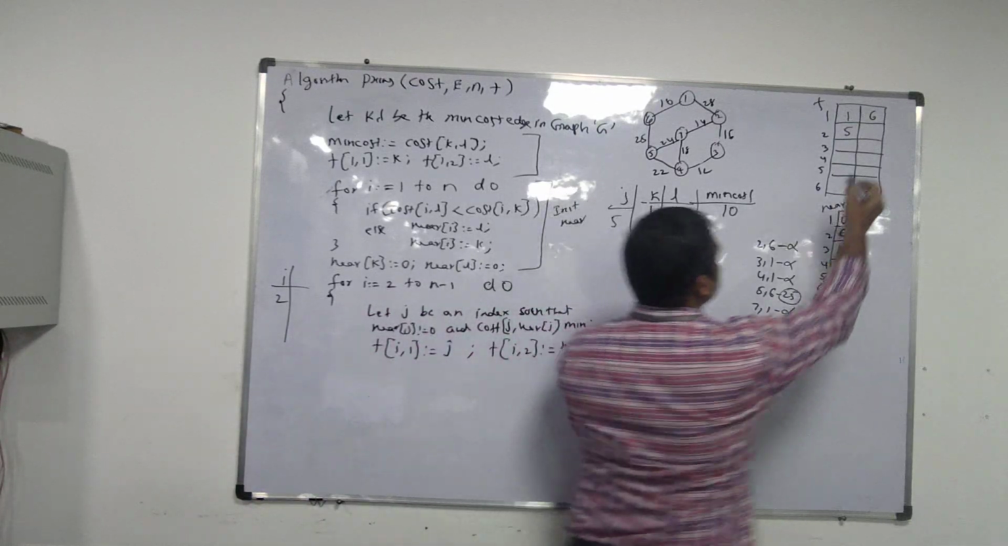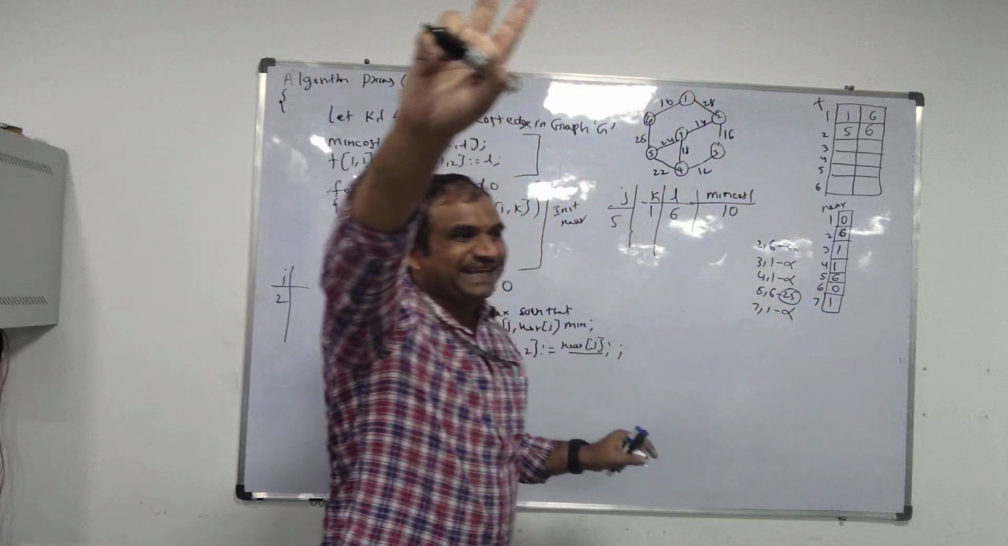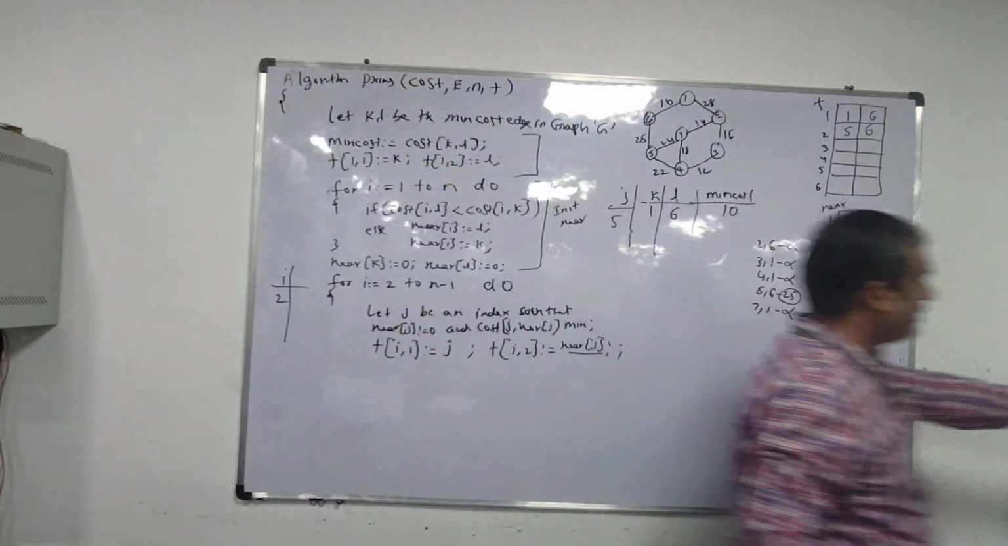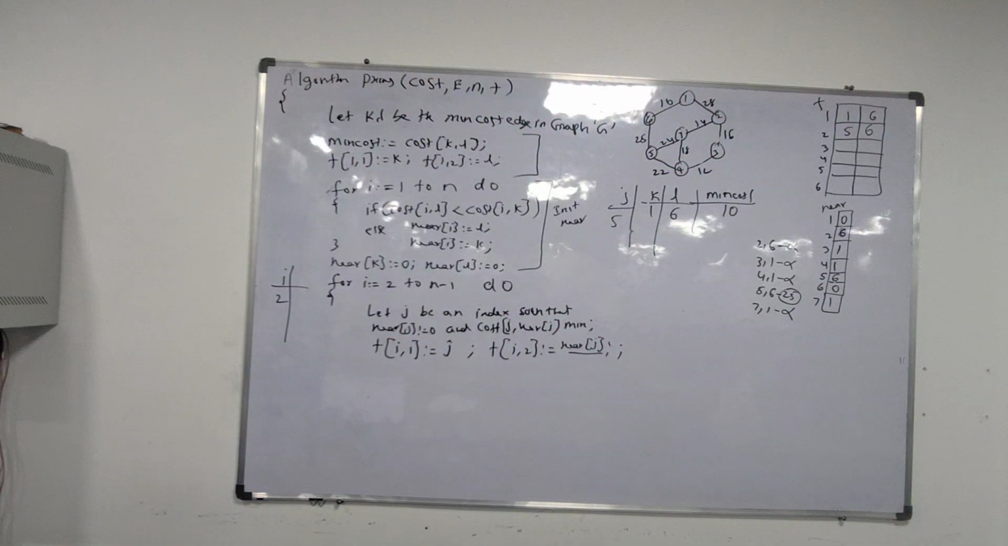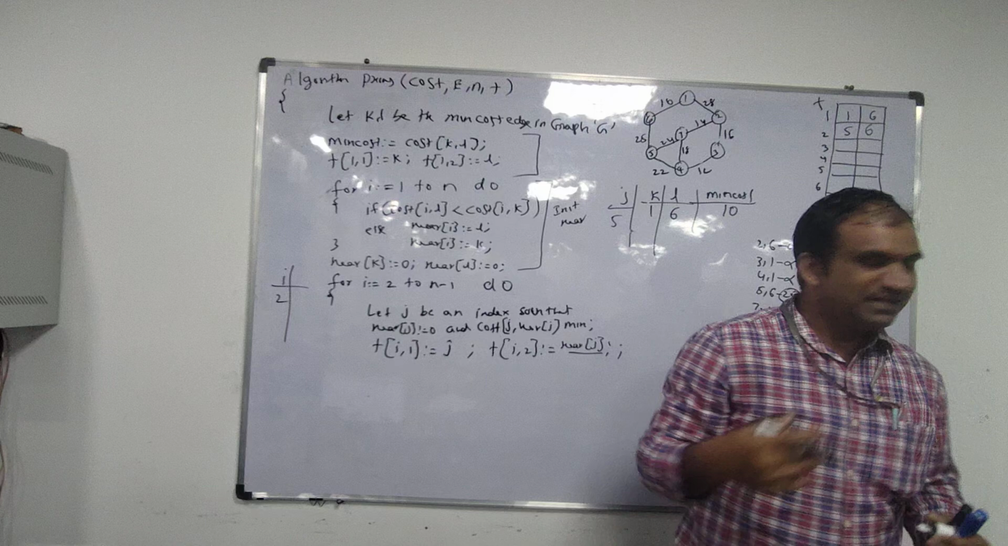Near of J is what? 6. Now we have added the second edge. Now what you need to do? You have updated the edge information. Also update the cost information and update the near. Only for this step I will explain. Next step we will explain some other type.